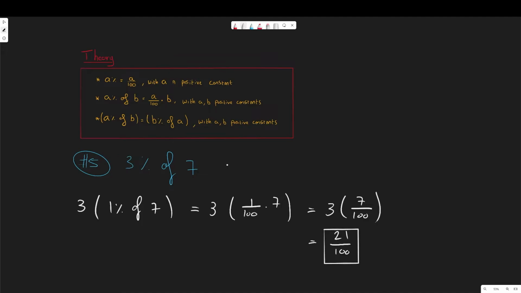So 21/100 in decimal form is just 0.21, and 21/100 is in fact just 21 percent if you think about it. So those three answers are in fact equal to each other and are correct. So this is the answer for number 5.